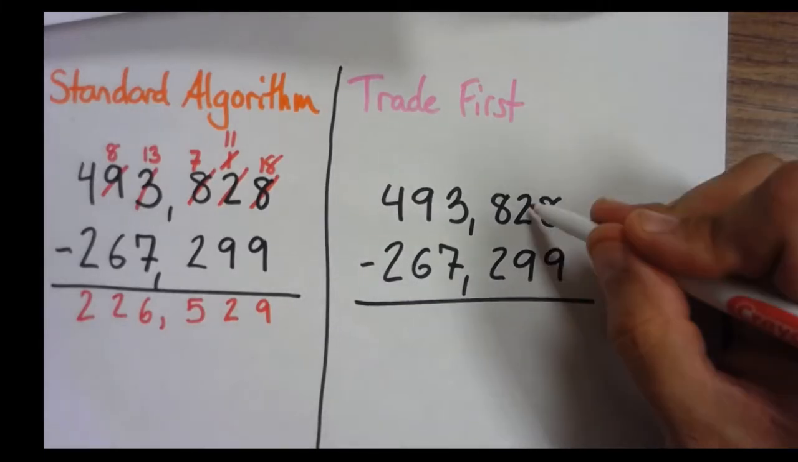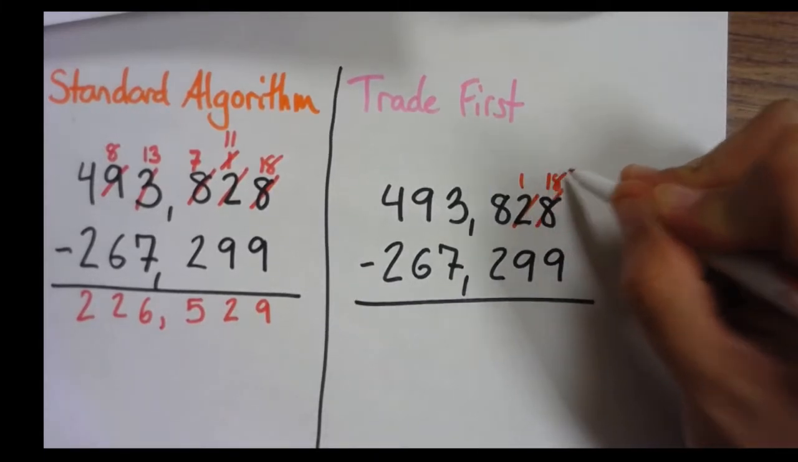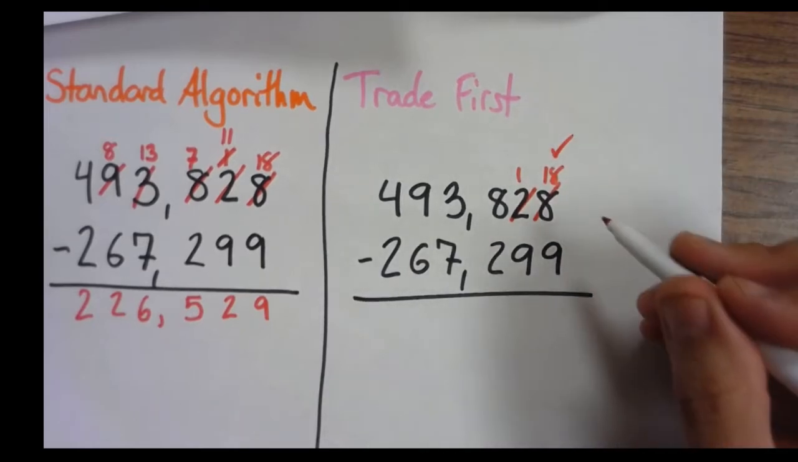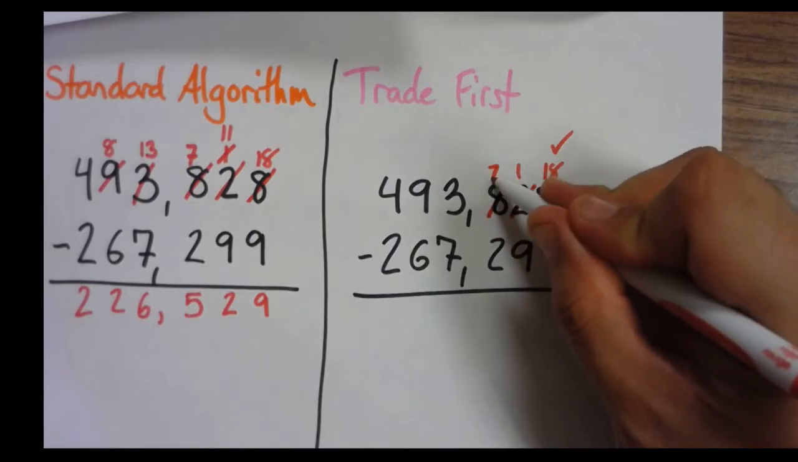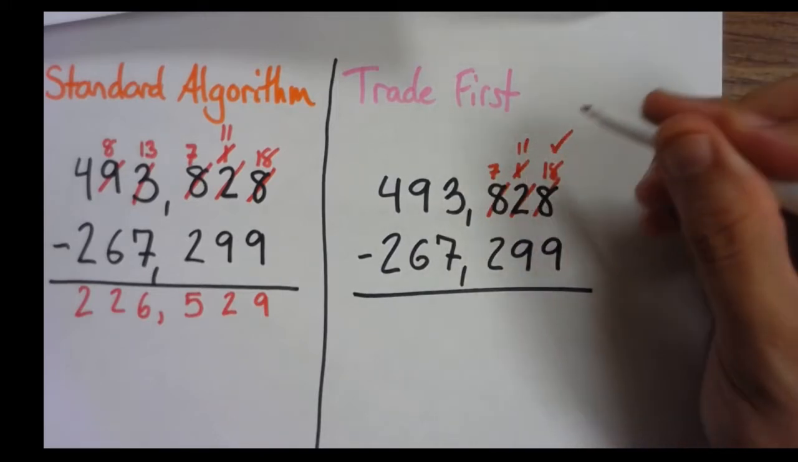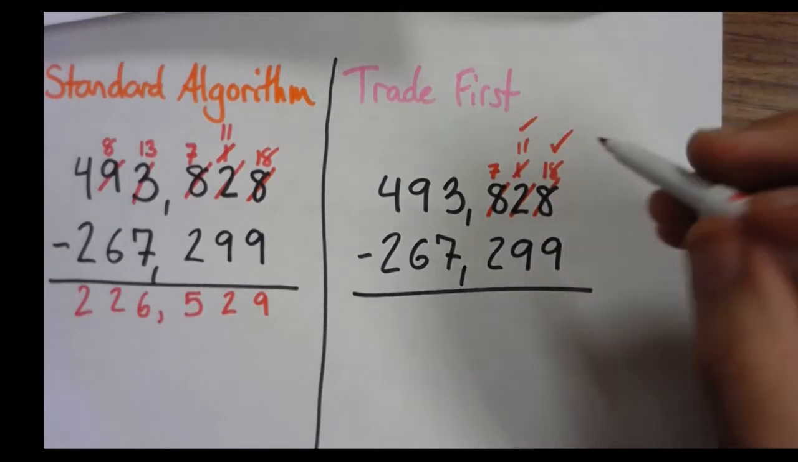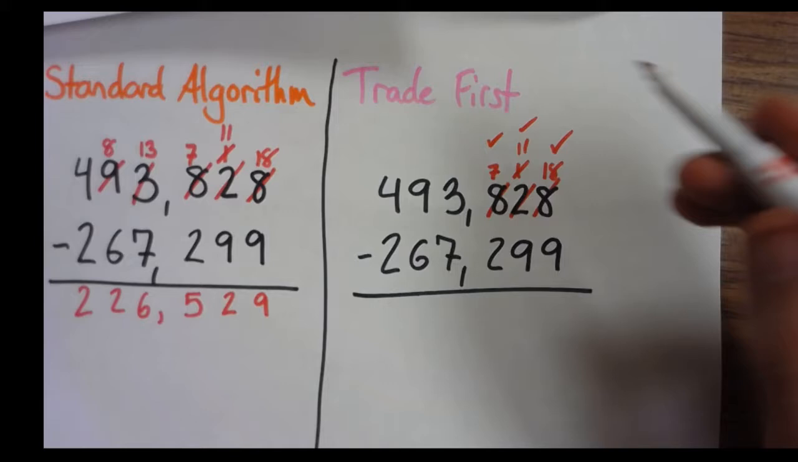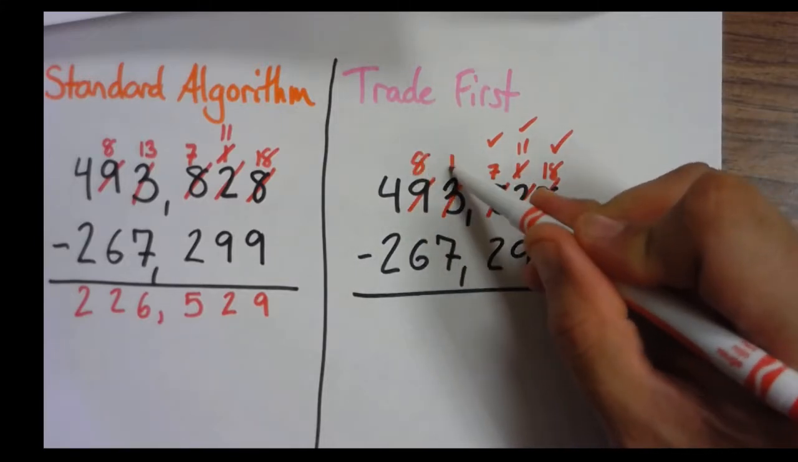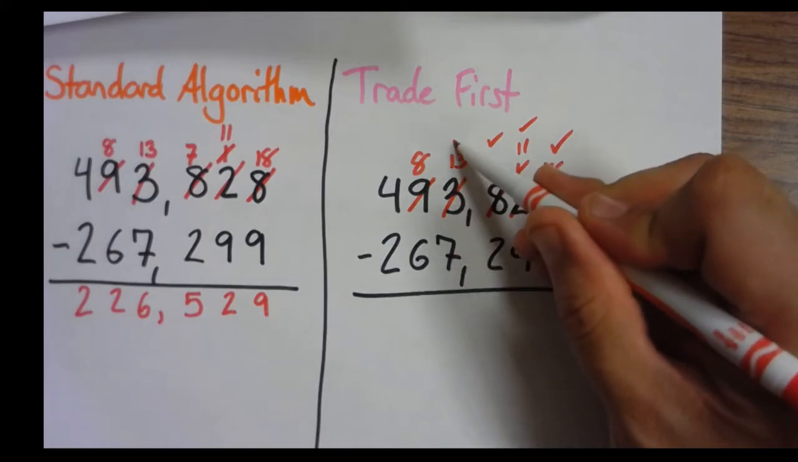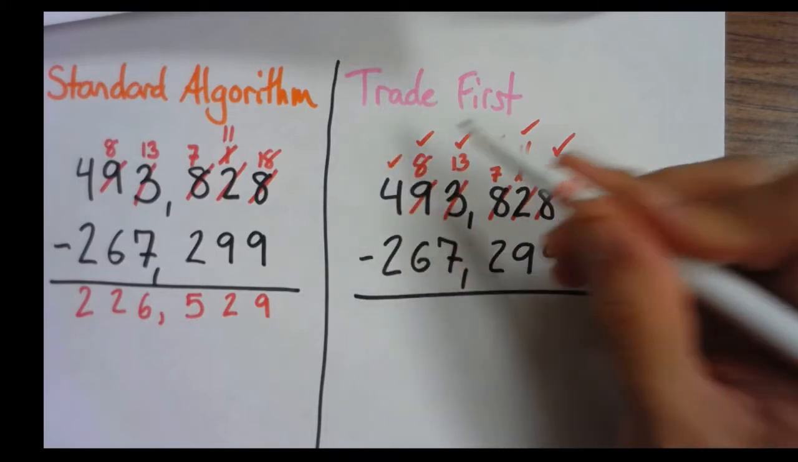8 minus 9 I can't do, so I'm going to do my trading first. 2 becomes a 1. 8 becomes 18. 18 minus 9, yep, I can do that. 1 minus 9, can't do it. 8 becomes a 7. 1 becomes 11. 11 minus 9, sure, I've got a larger number up top. I'm all set. 7 minus 2, yep, can do that. 3 minus 7, no. 9 becomes an 8. 3 becomes 13. 13 minus 7, yep, that'll work. 8 minus 6, yep, good to go. 4 minus 2, all set there.